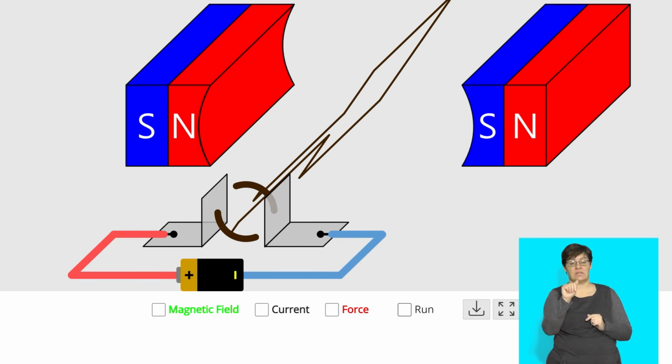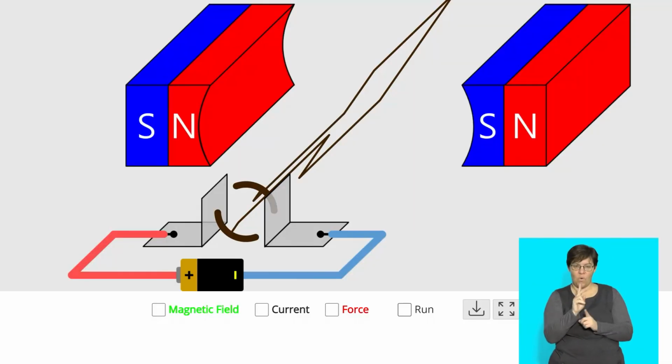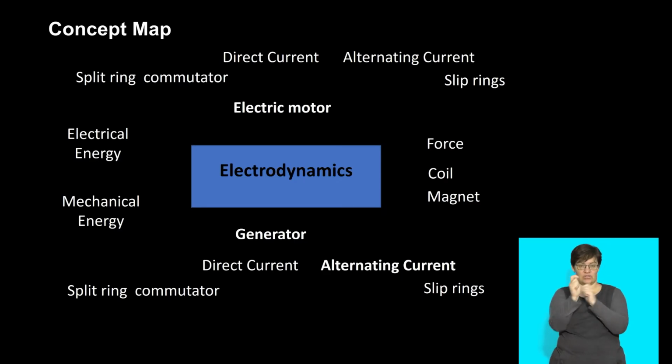The commutator supplies current to the coil, and it does it in a very clever way. So I want to focus in on that and show you how it changes as the armature rotates from being flat to being vertical, and how the current changes its direction in the armature. So here we go.